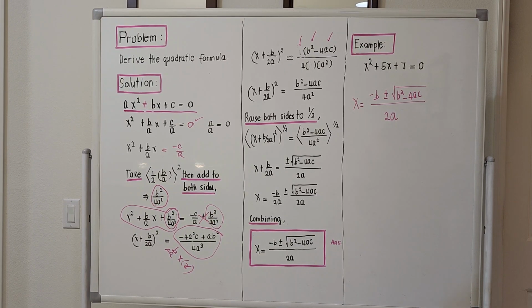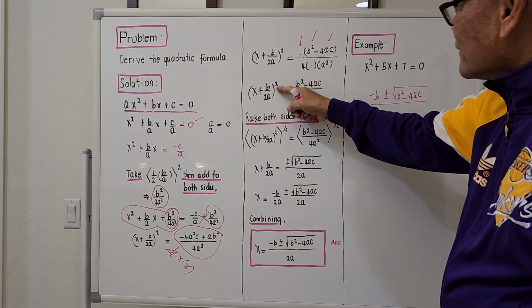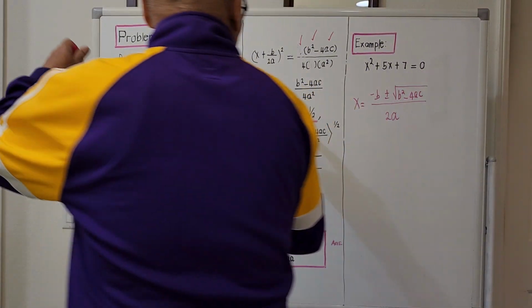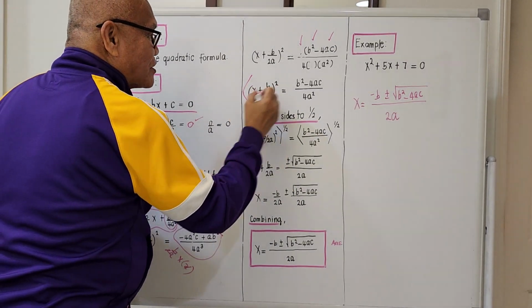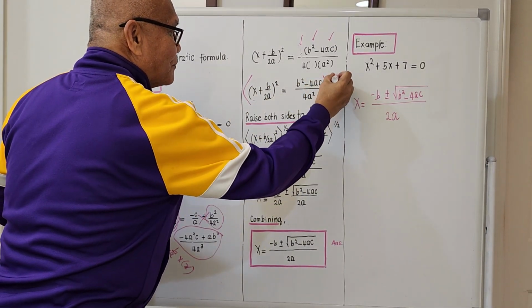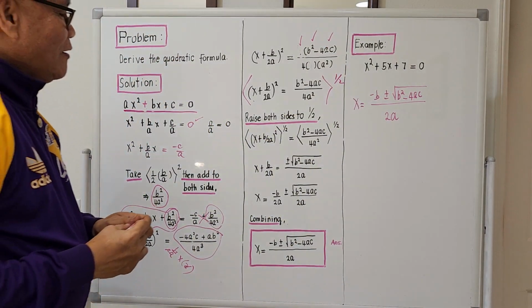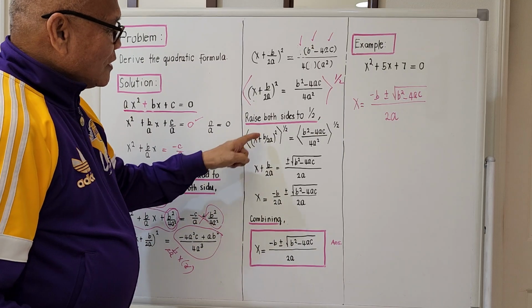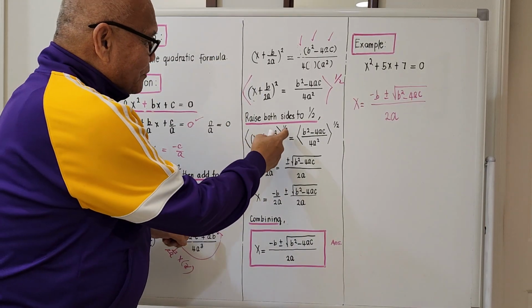Okay? So to compute for the value of x, we must eliminate this 2 here. And to eliminate this 2 here, we raise all the terms to the 1/2. Okay? So what will come out on the left? x plus b over 2a quantity squared, raised again to the 1/2.